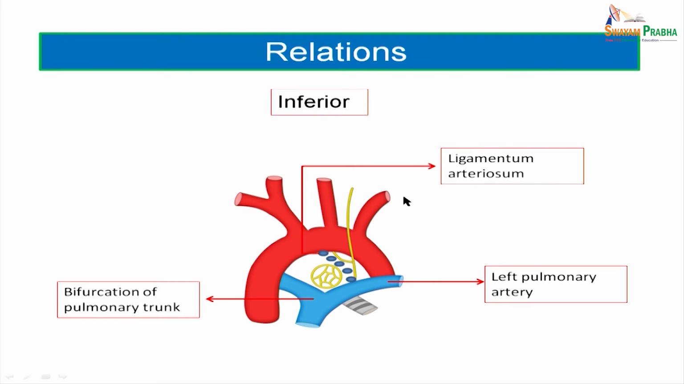And to the right of this ligamentum arteriosum, we find the superficial cardiac plexus, and it receives branches from the left vagus and from the superior cervical ganglion.